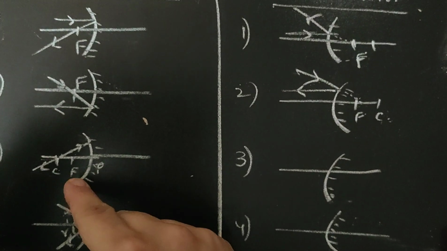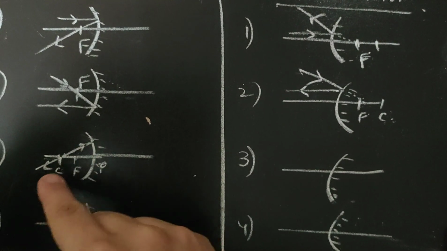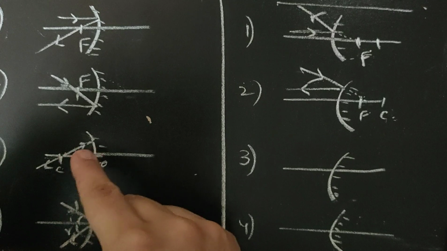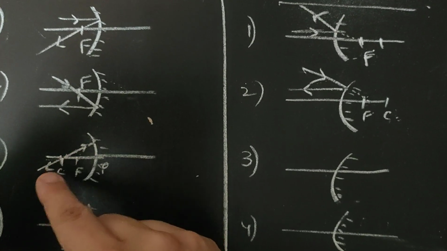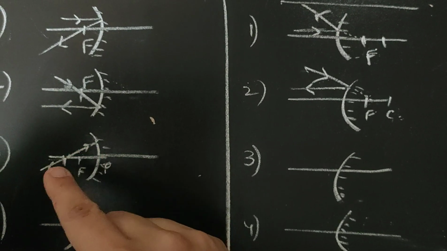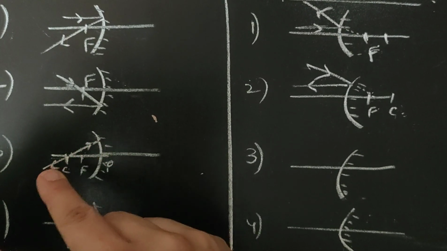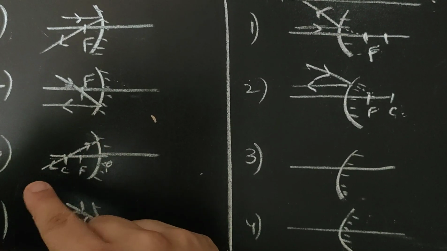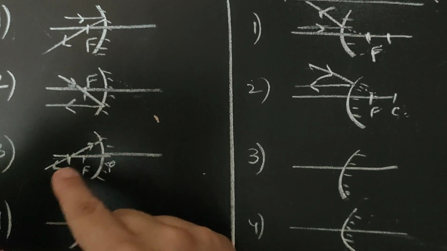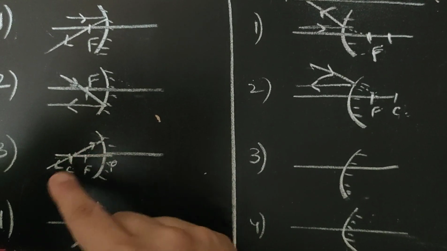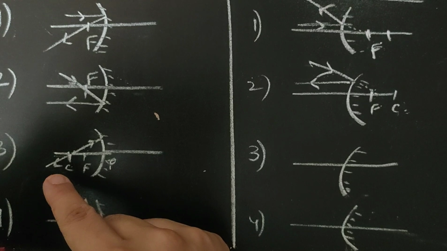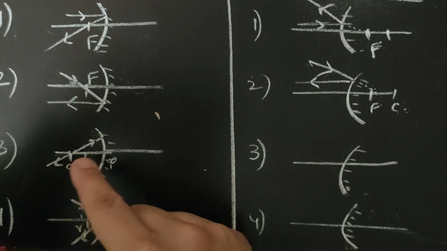The third rule for concave was that any ray which is passing through the center of curvature retraces its path. We had discussed the reason also for this, that angle I and angle R are 0 in this case, because any line going through the center is normal as well. So if the normal and the incident ray coincide, meaning angle I is 0, then angle R will also be 0. So the ray retraces its path.